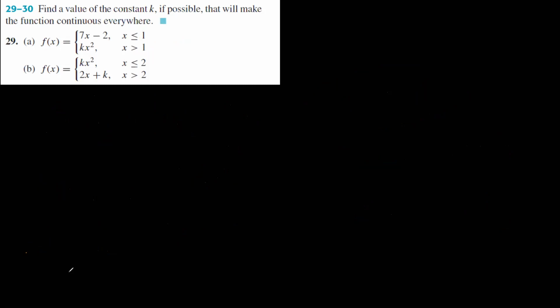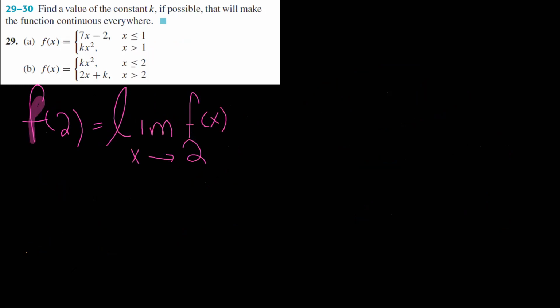Now let's solve B. In B here we have the same idea. f of 2, since it's continuous, is equal to the limit of f of x when x approaches 2. It's continuous, so what does it mean? That means the function which is defined equals the limit which exists. Where will the function be defined? At which one, the first or the second one? The first one, at kx squared, because here you have an equal sign.